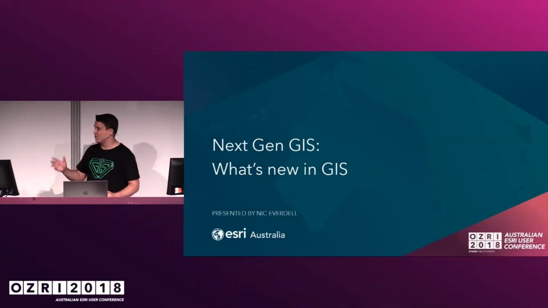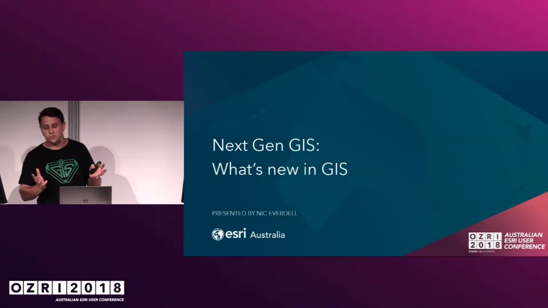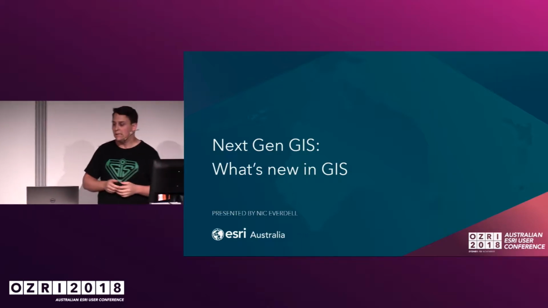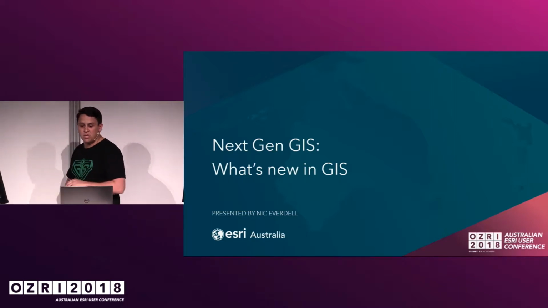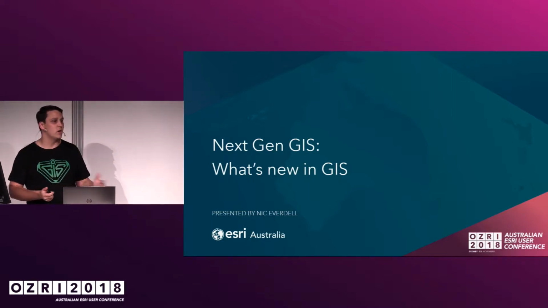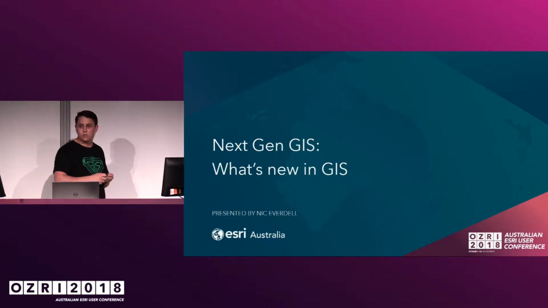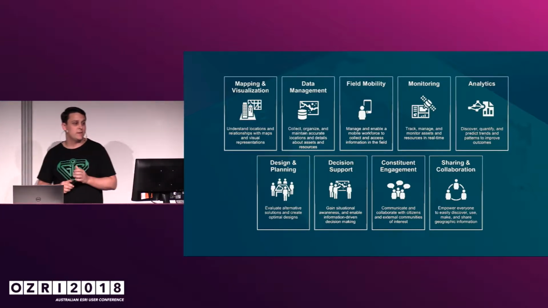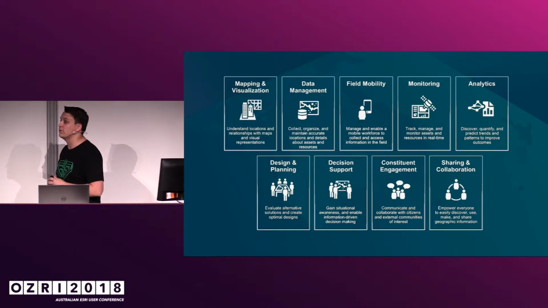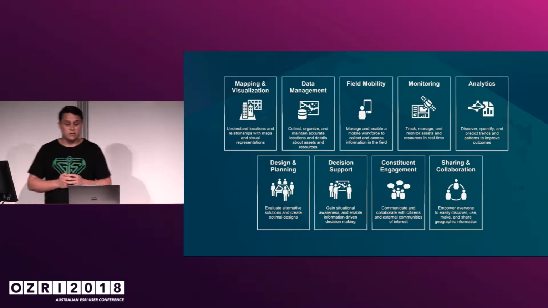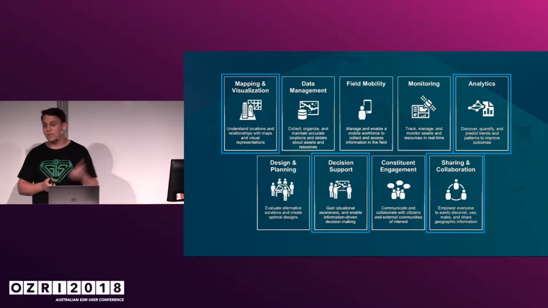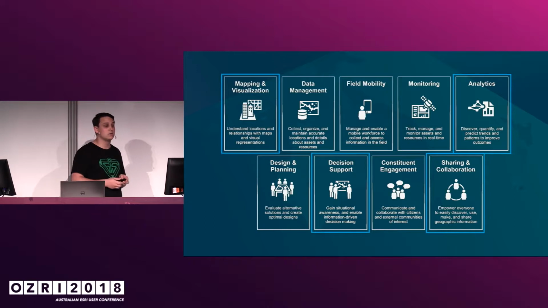Now, the purpose for the next 25 minutes, 30 minutes, whatever I talk for, isn't to dive deep into any particular application or capability. Instead, I'm just going to be going over a few different ones at a high level, showing you what's new to the Esri platform. For a few years now, Esri have had these 9 different common patterns of use for GIS. Today, I'm going to focus on about 4 of them: mapping and visualization, analytics, decision support, and then sharing and collaboration.